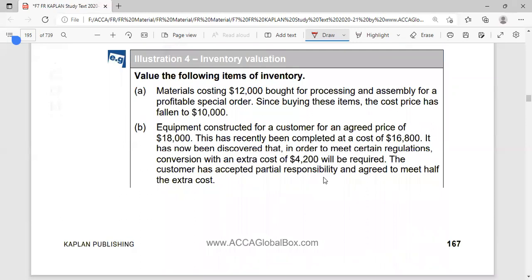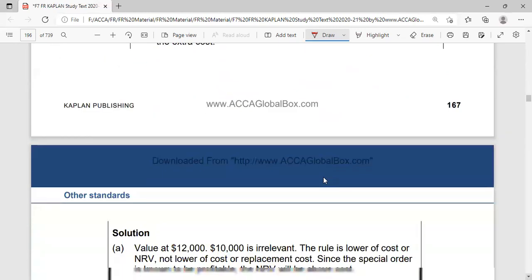Now, value the following items of inventory. Material costing $12,000, bought for processing and assembling for a profitable special order. Since buying these items, the cost price has fallen to 10,000. And equipment constructed for a customer for an agreed price of 18,000 has recently been completed at a cost of 16,800. It has now been discovered that, to meet certain regulations, conversion with extra cost 4,200 will be required. The customer has accepted partial responsibility and agreed to meet half the extra cost.